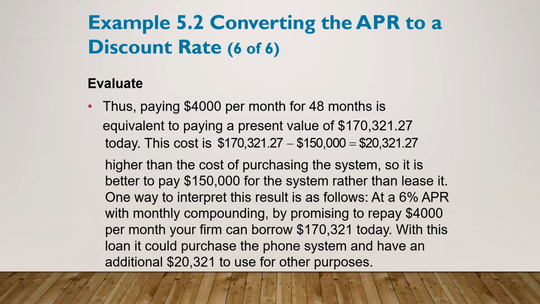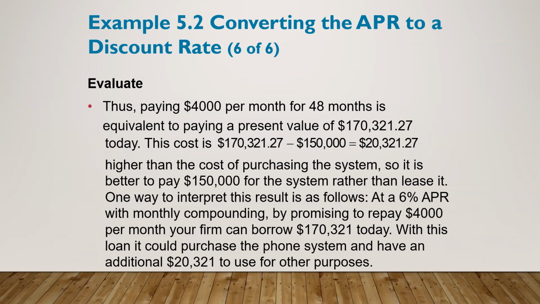Thus, paying $4,000 per month for 48 months is equivalent to paying a present value of $170,321.27 today. This cost is $170,321.27 minus $150,000 equal $20,321.27 higher than the cost of purchasing the system. So it is better to pay $150,000 for the system rather than lease it.